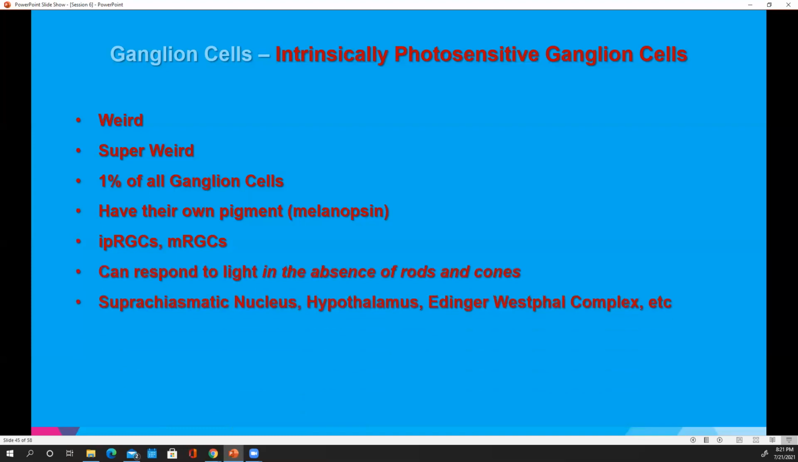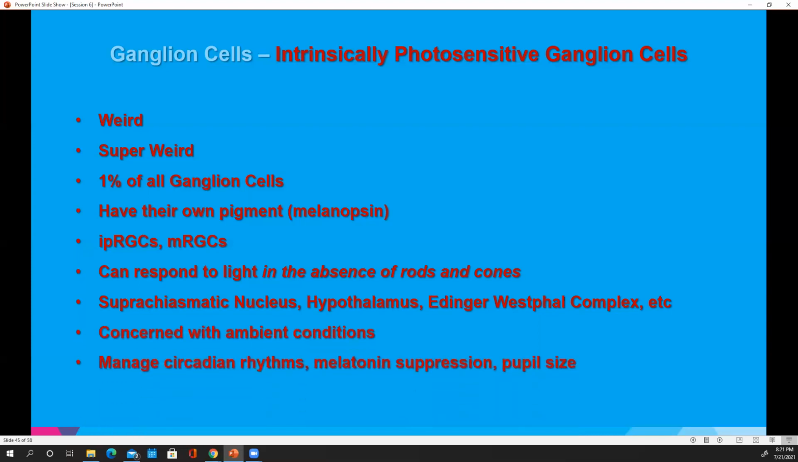Now, where do they go? They actually project to places like the suprachiasmatic nucleus, the hypothalamus, the Edinger-Westphal complex. Notice what I didn't say. I did not say the LGN. Now, this is where you can remember that this pathway is concerned with ambient conditions. So it manages circadian rhythms, melatonin suppression, pupil size.